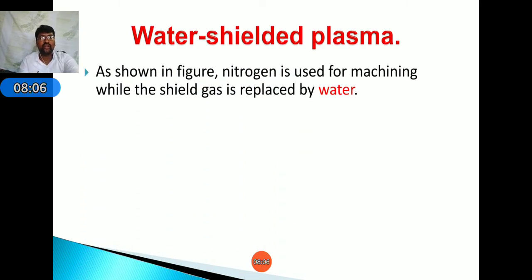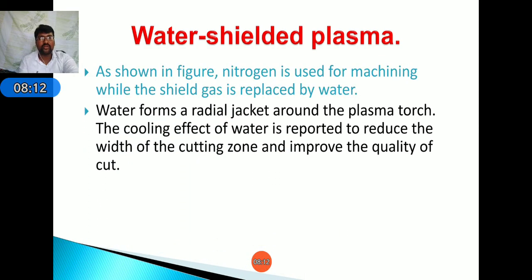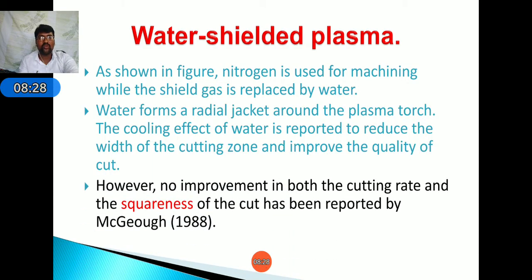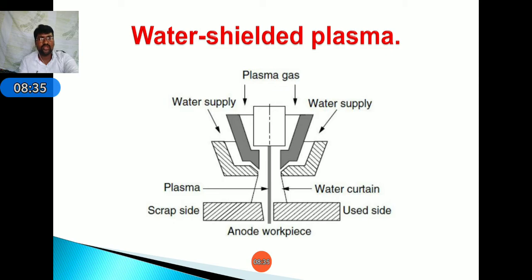As shown in the figure, nitrogen is used as the machining gas while the shield gas is replaced by water. Therefore, water forms a radial jacket around the plasma torch. The cooling effect of water is reported to reduce the width of the cutting zone and improve quality. However, to improve the squareness of the cut, it is the diagrammatic representation of water shield plasma.